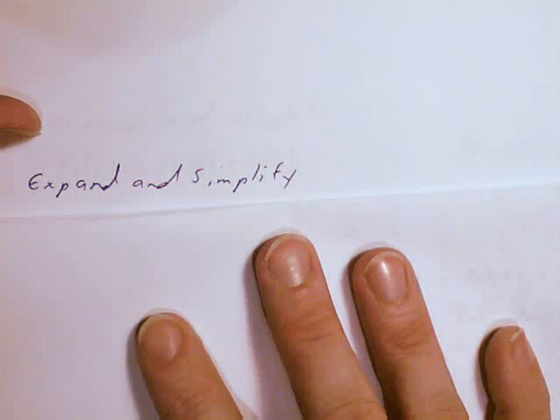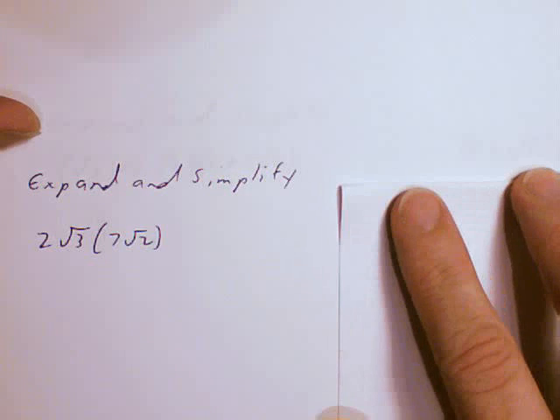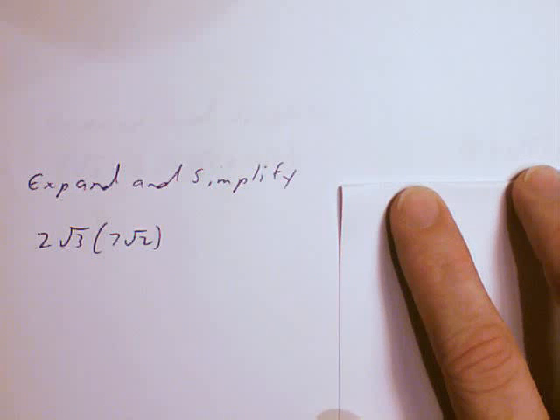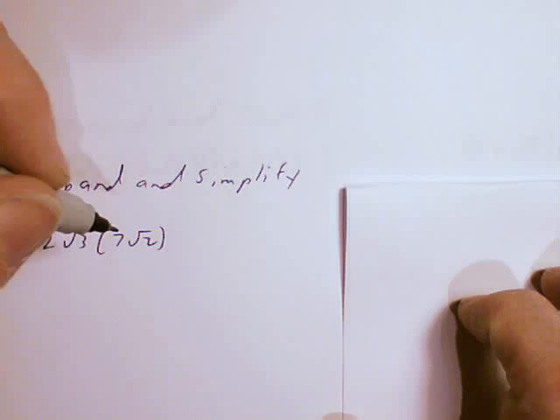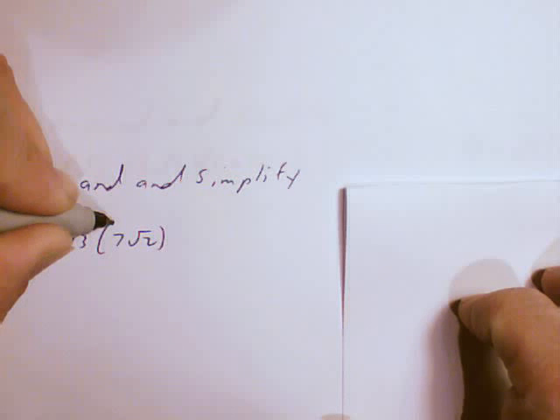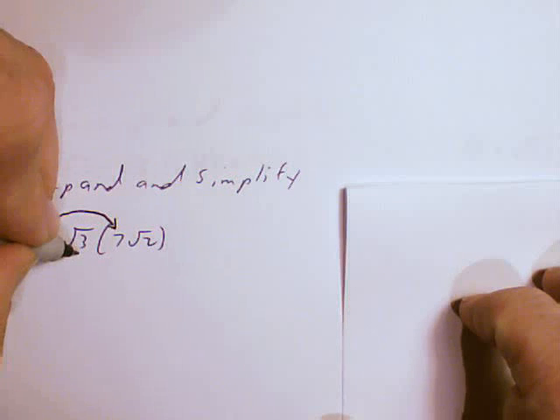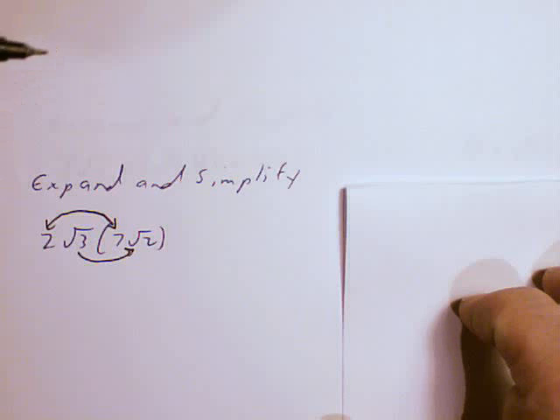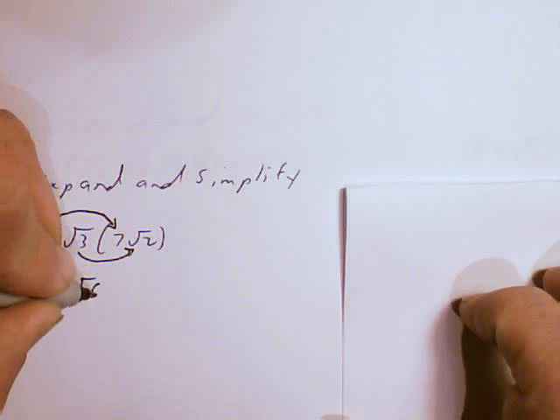Let's look at an expand and simplify problem. I'd like to expand 2 root 3 times 7 root 2. I'm going to multiply the leading coefficients together and then the radicals together. So I'm going to have 14 root 6.